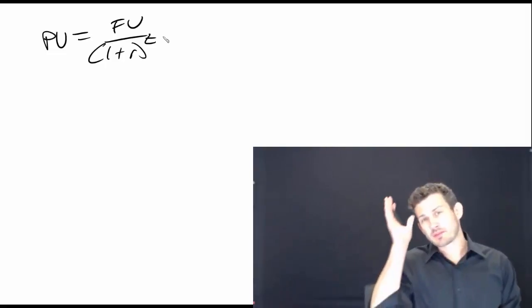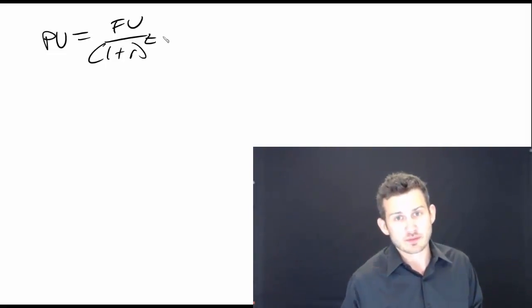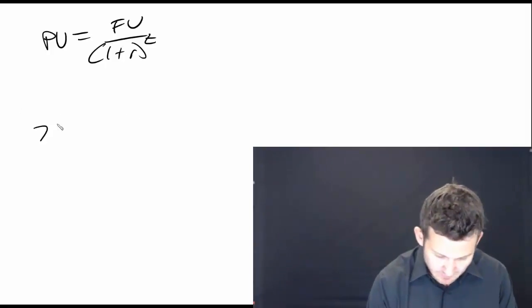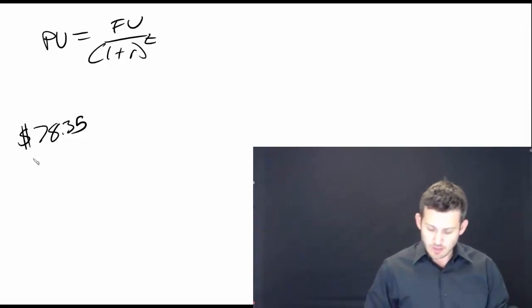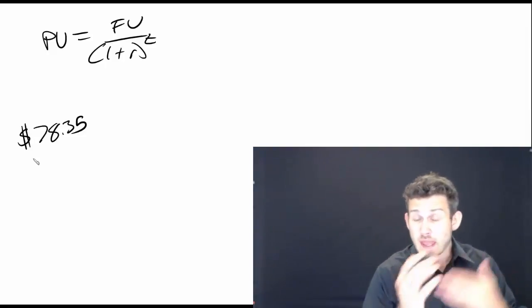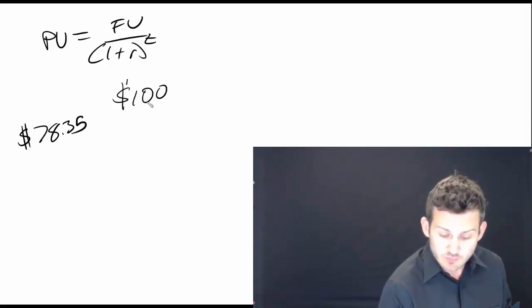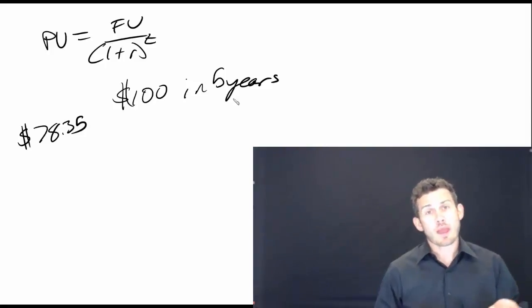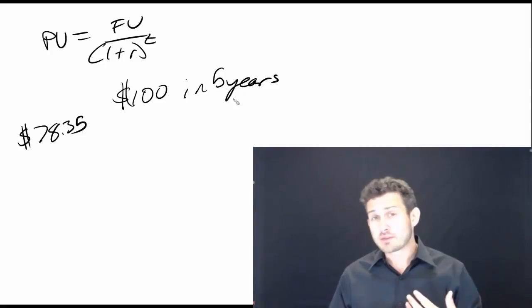Now, sometimes one of the things we're going to be given is the price that something's selling at. Let's say that you see something selling for $78.35, and you know that this investment will pay you $100 in 5 years. So it'll cost you $78.35 right now.